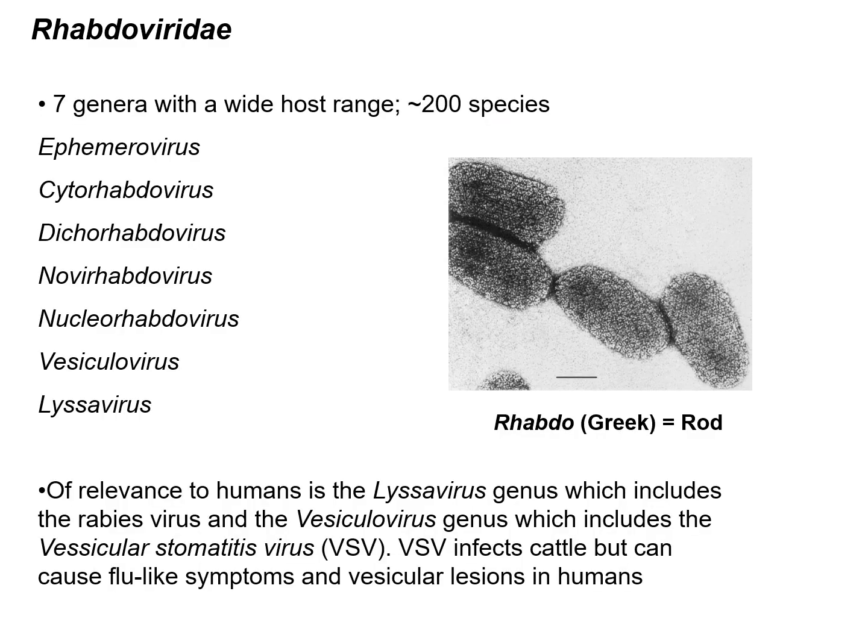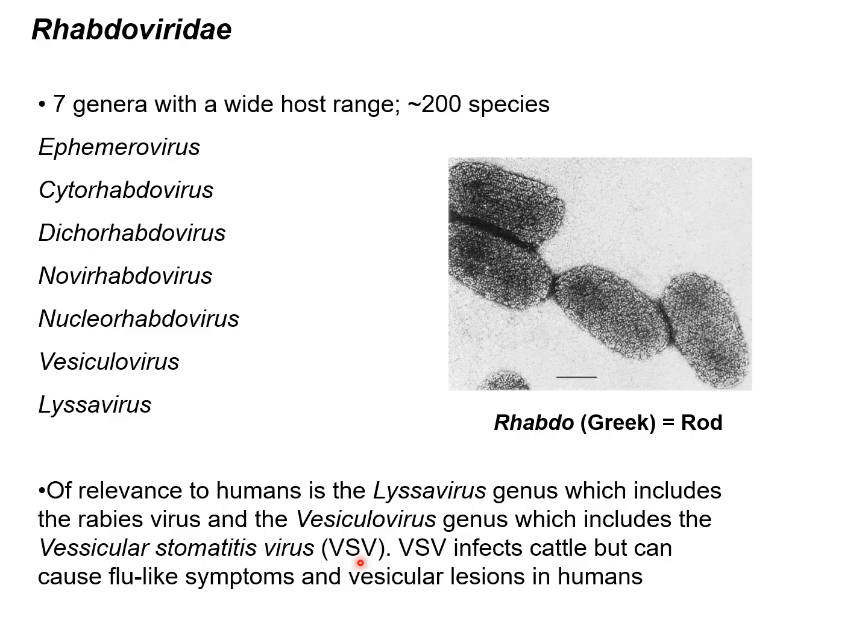The Rhabdoviridae family includes 7 genera. It's a big family of viruses, about 200 species. Of importance to us are the Lyssavirus and Vesiculovirus genera. The Lyssavirus genus is the one that includes the rabies virus, and the Vesiculovirus genus includes the vesicular stomatitis virus, or VSV. Now, this is the last you're going to hear about this virus in this course. VSV infects usually cattle, and so we don't worry much about it when it comes to human beings, but it can cause flu-like symptoms and can cause lesions as well. These are vesicular lesions that might appear in humans.